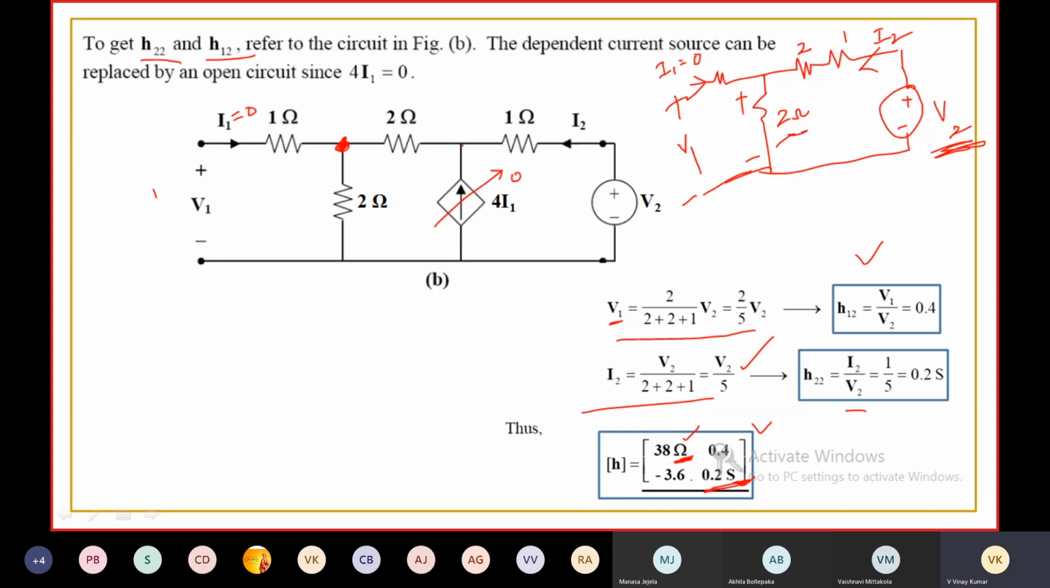These two have no units. H12 and H21 have no units because they are ratios. H12 is the ratio of V1 to V2, a ratio of voltage to voltage. Similarly, H21 is the ratio of current to current. So they have no units.